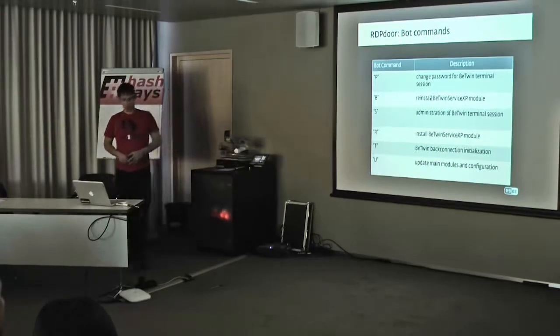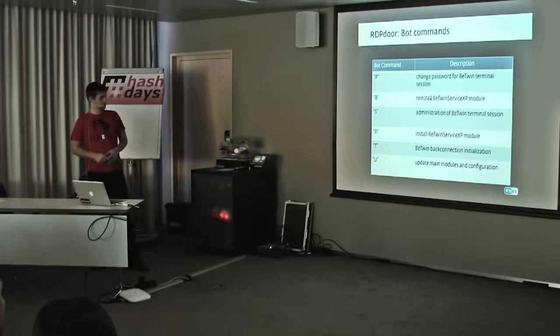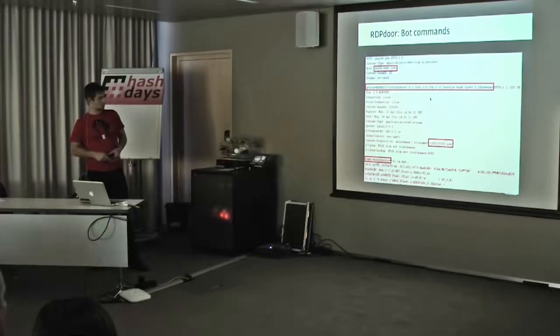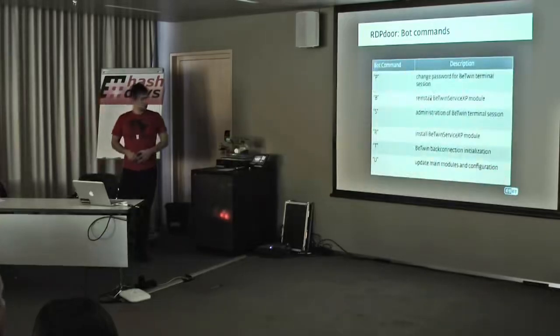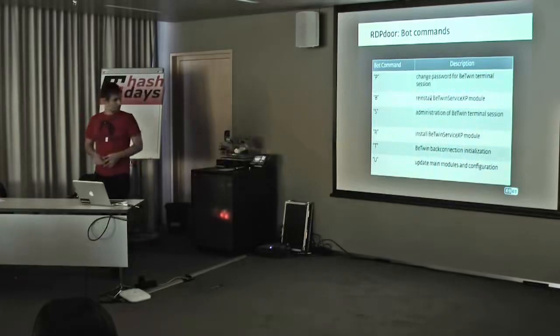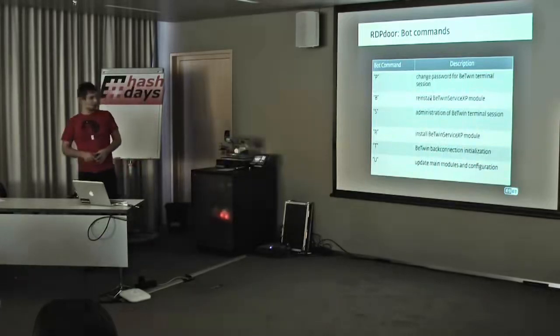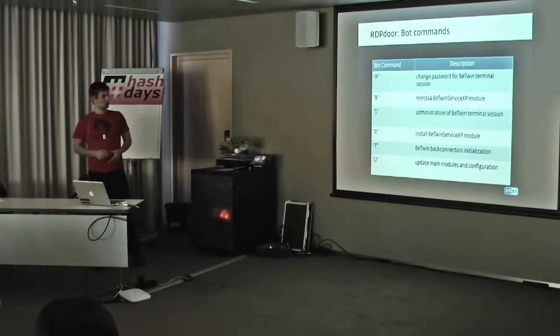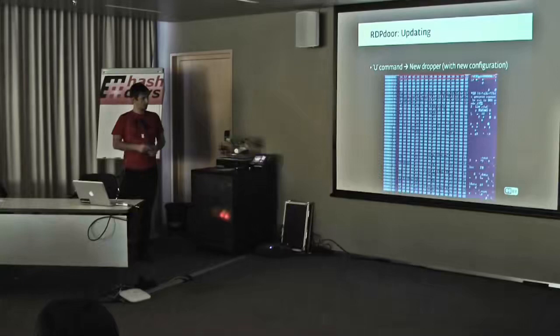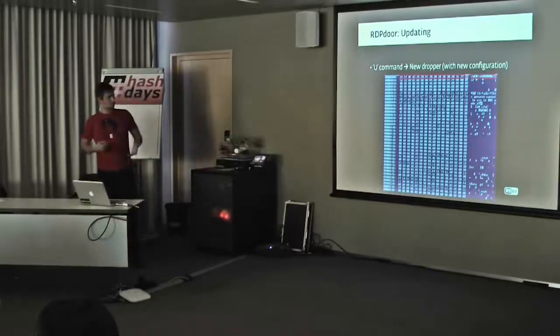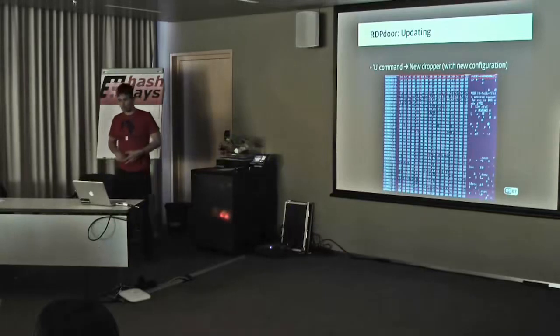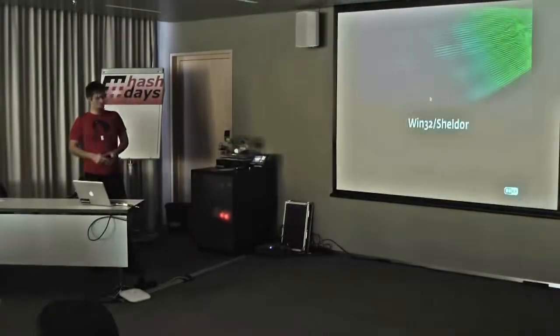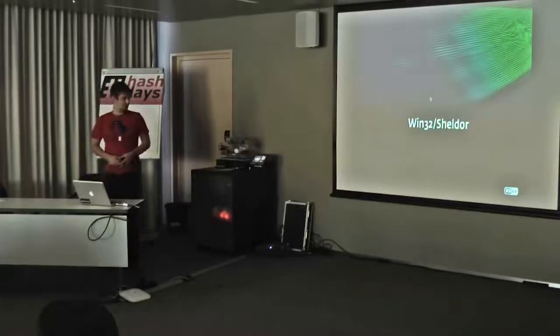These are some of the commands from the protocol that RDP-Door is using. The more interesting ones, remember, that was from the installation used over there. Then T is for Btwin back connection initialization. That functionality enables RDP-Door to deal with NAT. And then the U command is used for updating the modules of the malware. So with the U command, a new dropper with a new configuration embedded inside will be provided. Fairly simple malware, but quite effective actually.